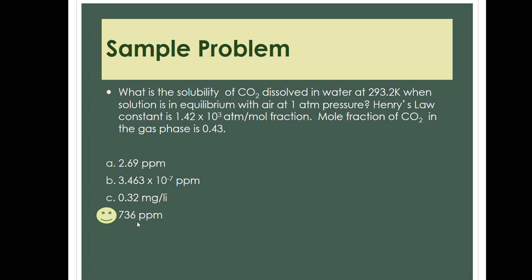But nonetheless, we know for now that the answer to this problem is 736 parts per million, meaning the solubility of CO2 in water, given that its mole fraction in the gas phase is 0.43, is equal to 736 parts per million. So the question is, how do we get this value of 736 parts per million?